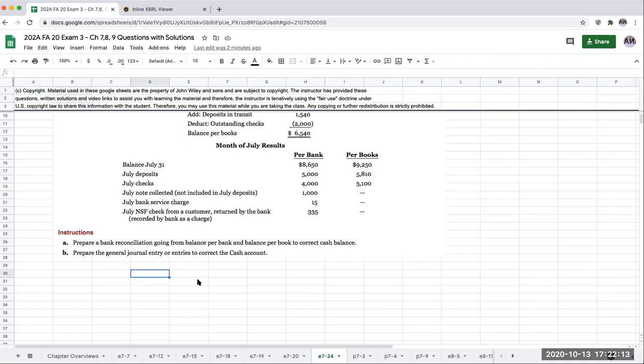So right over here, balance per books, balance per bank. Okay. So the first thing we're going to go ahead and look at is the balance. So my balance as of July 31st per books was $92.50. The bank balance was $86.50.